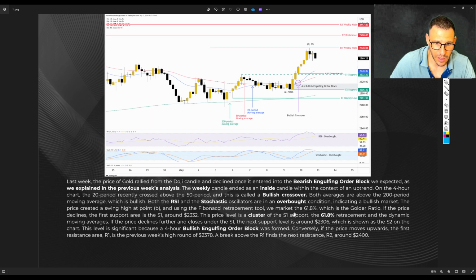Let's continue. If the price declines, the first support area is the S1 around 2332. This is the level with a cluster of the S1 support, the 61.8%, and the dynamic moving averages. Okay, there are some moving averages here.